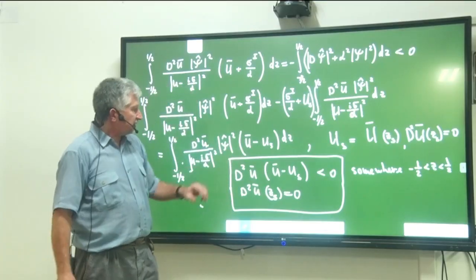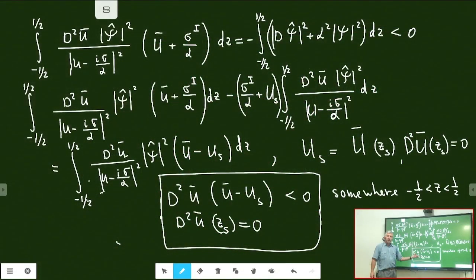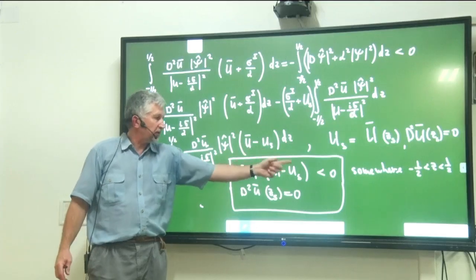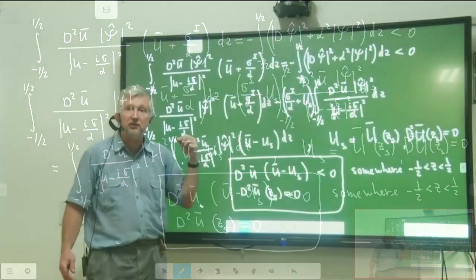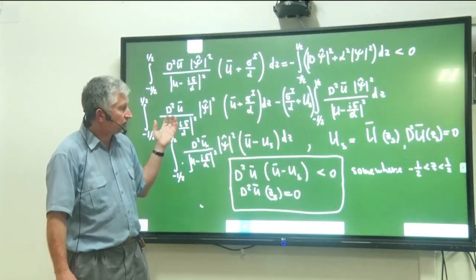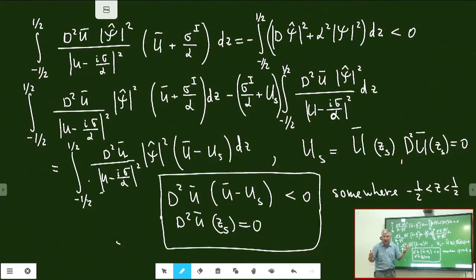All right, so these are the two results. We need to make sure that the velocity profile has an inflection point where the curvature changes. And in addition to that, we should be looking for the satisfaction of this condition: the second derivative times the difference of velocities has to be negative at least somewhere. If it is non-negative everywhere, forget about it.